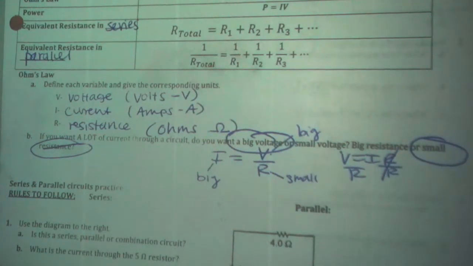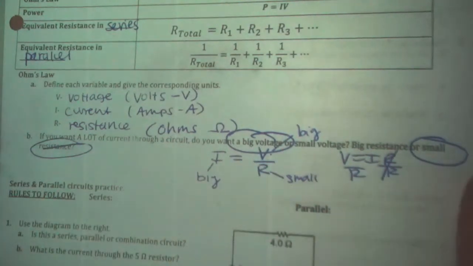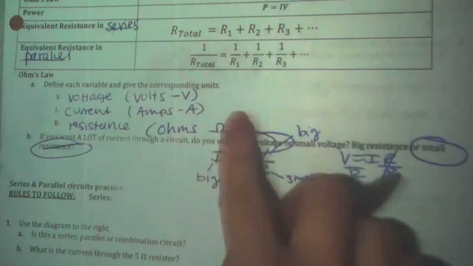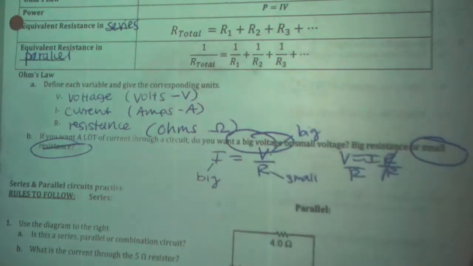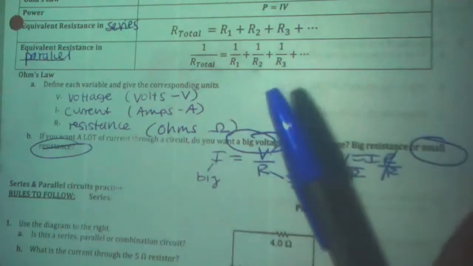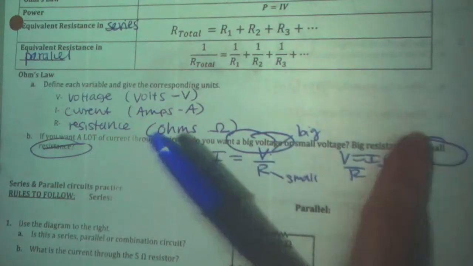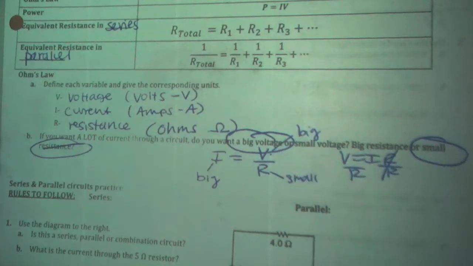The other way is to think, okay, well, current is how much charge is flowing through a circuit. If I have a big voltage, then that's going to get more current flowing, because voltage is the reason it flows in the first place. And then resistance is how much it's stopping or slowing or making it harder for that current to get through. So if I want lots of current getting through, I don't want a lot of resistance. I want very little resistance so it's easy to get through.